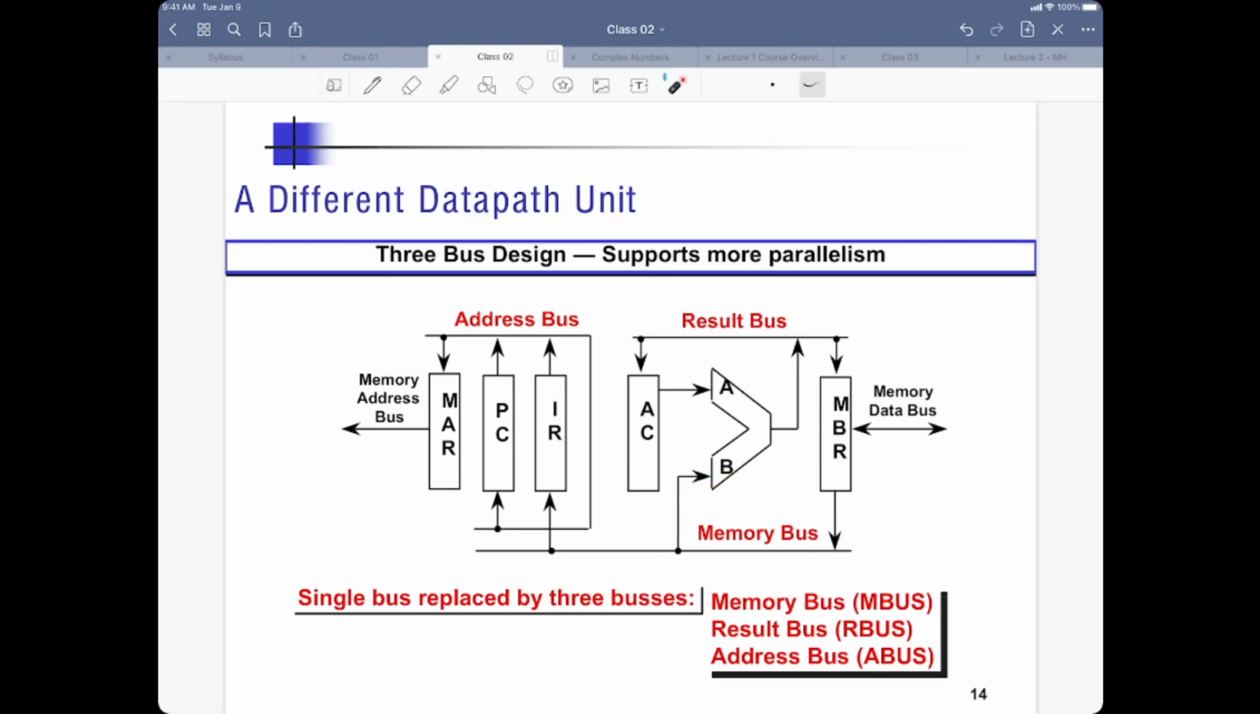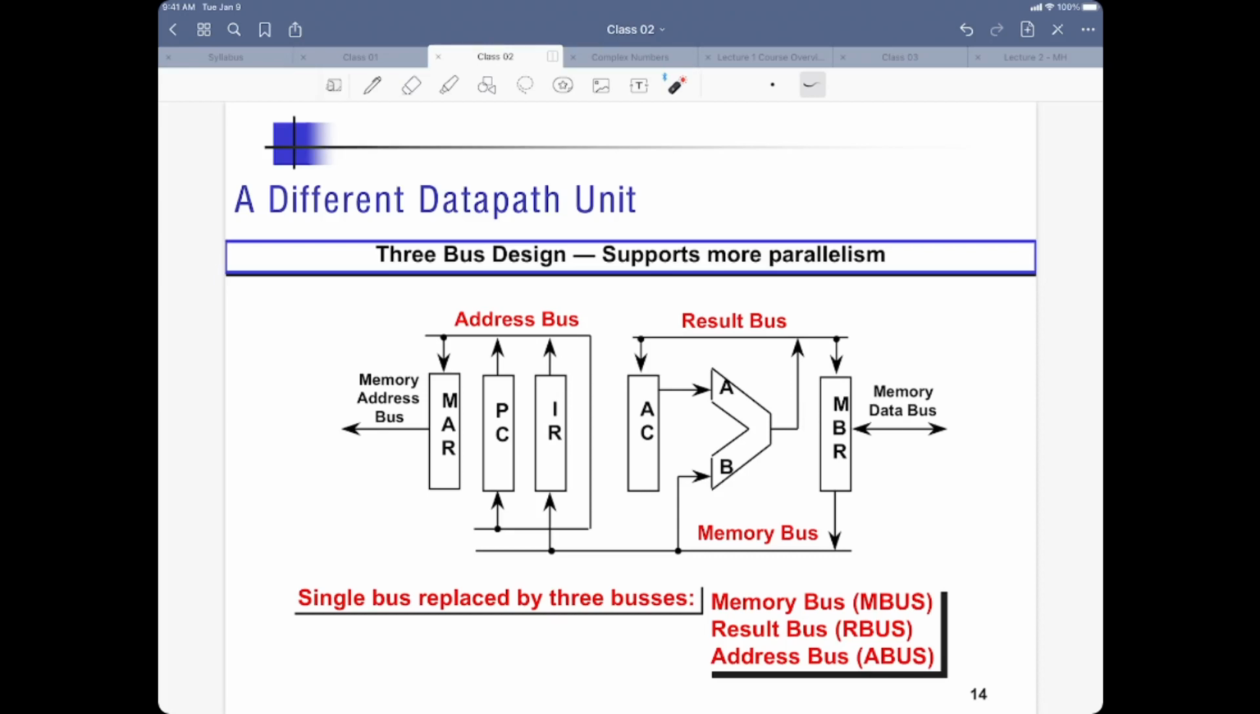Yeah? So three buses. Now, in some cases, you might be able to do this sort of pipelining. While you do this, you can do this as well. While you are fetching the next instruction, the results of the previous instruction you can be moving into the memory by using the result bus. So three buses: memory, result, and address.